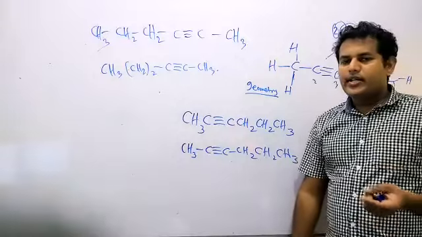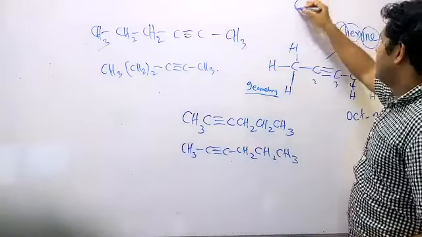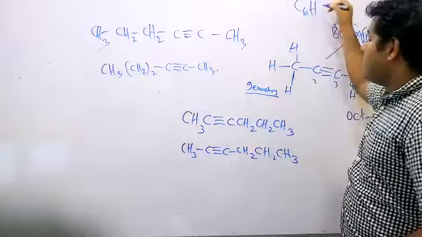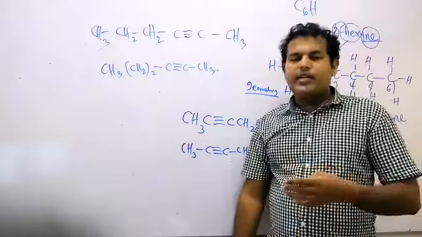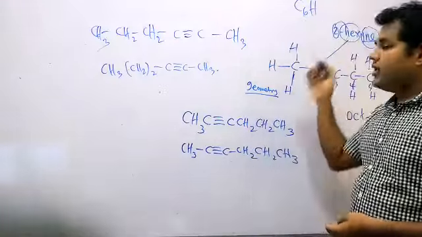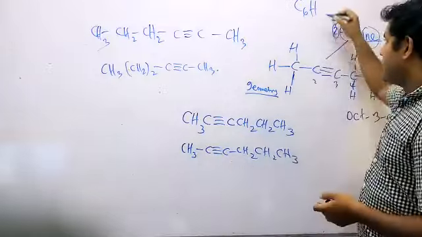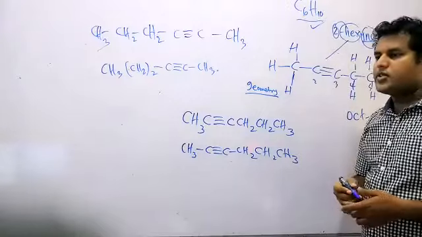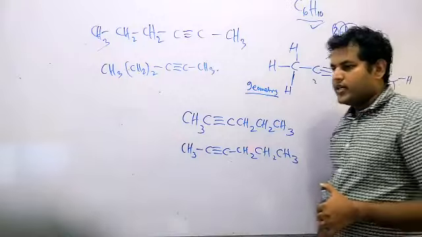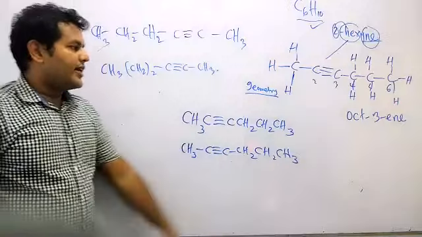If you are writing the molecular formula, hex means 6 carbons, ine means triple bond. So what should be the general formula? As they are given, CnH2n minus 2. So C6, H2n means 6 into 2, 12. 12 minus 2, 10. So C6H10. That should be the answer. Okay. So I think that concept is clear to you. So, shall I get the next one?